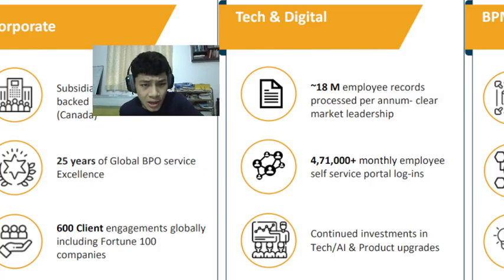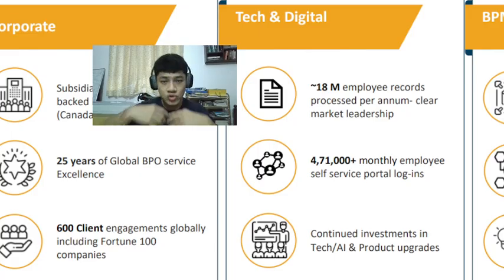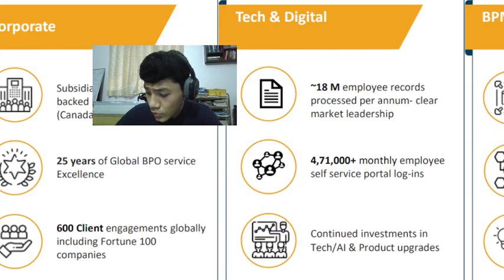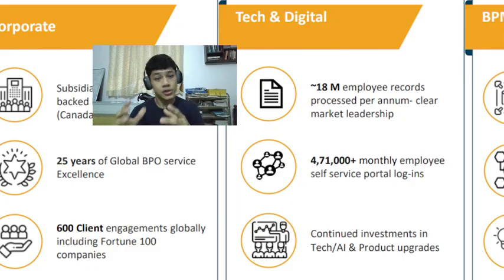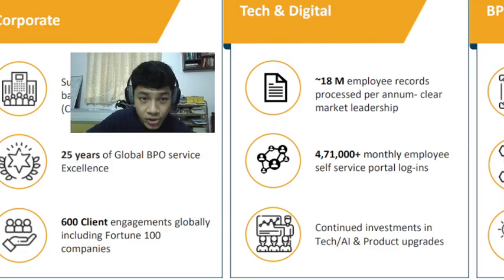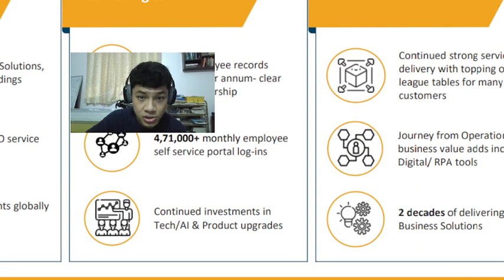Now, how do you take account of this 18 million? What do we understand by this? This number basically shows us how many employees this company actually covers with its services, that is, services it provides to its clients. The more the number of employees, the more the clients, the more people its services are going towards. So, 18 million employee records. Its services reach 18 million employees per annum. This was tech and digital.